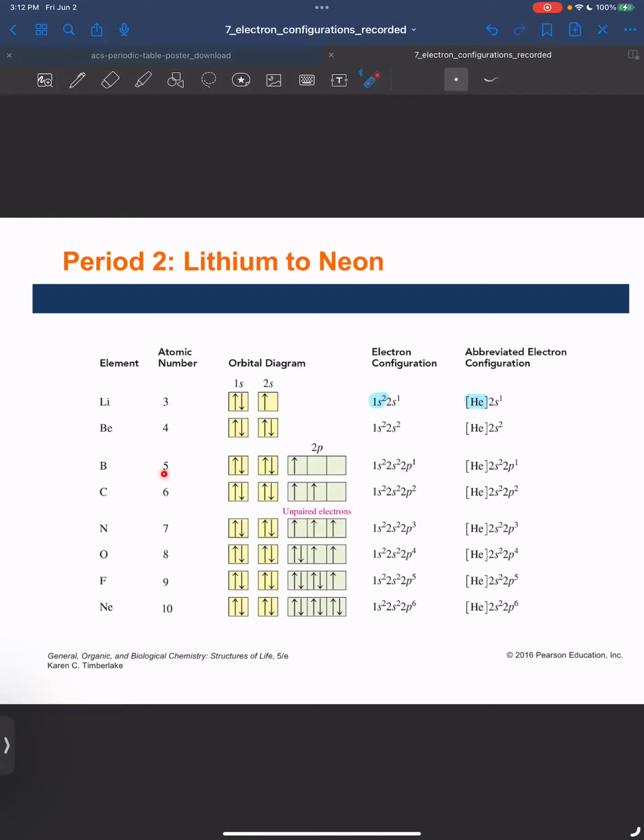And boron has 5 electrons, so 1s2, 2s2, but that's only 4 electrons, we need 5. So then we start filling up the 2p sublevel. And so that is 2p1. And you can see the full electron configuration written as such. 1s2, 2s2, 2p1. But once again, helium is the preceding noble gas. We could always write the abbreviated electron configuration. What's not highlighted is what's left over and needs to be included in the abbreviated electron configuration after that noble gas.